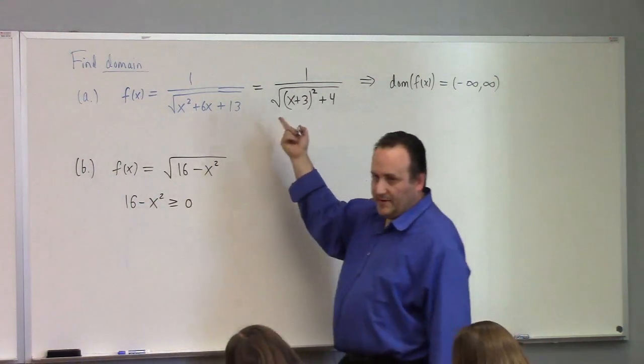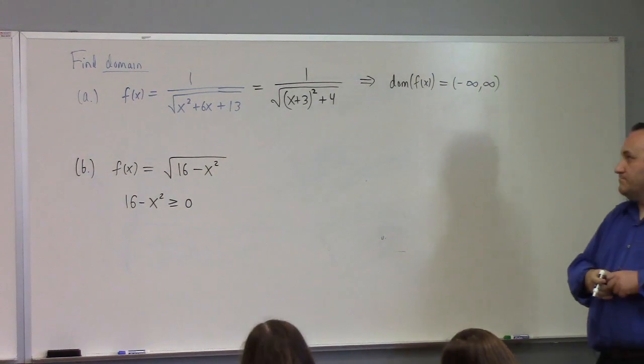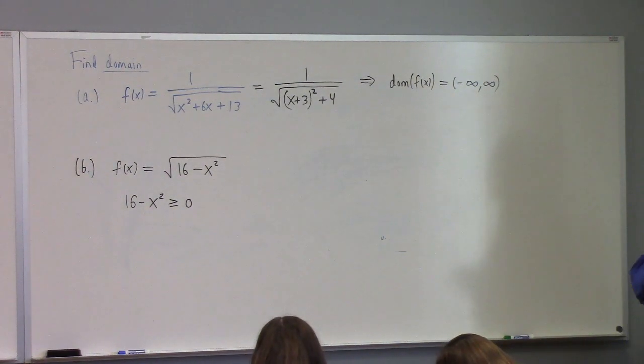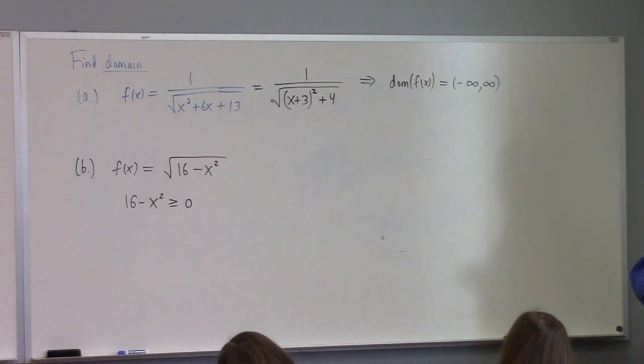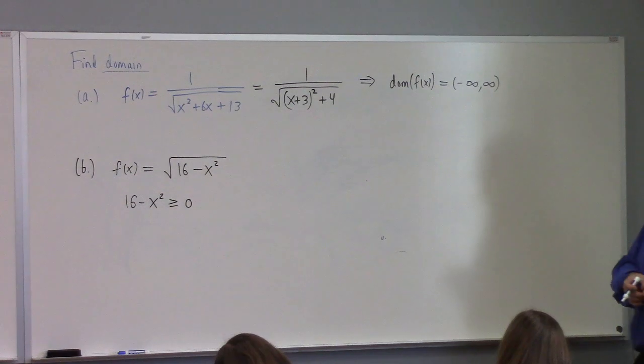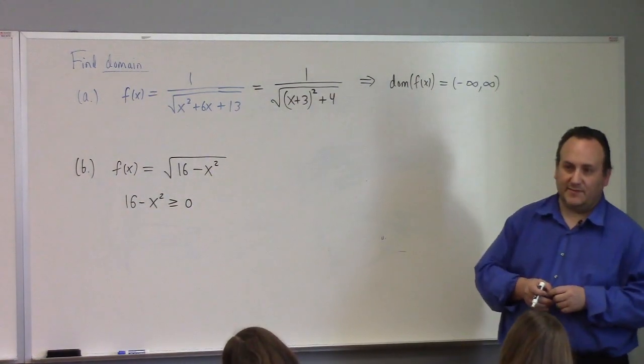The same was true of part A, right? We were also solving the inequality x squared plus 6x plus 13 greater than 0. It's just, I shortcut all that by completing the square. Is it just 4? Just 4. See, how do you solve a quadratic inequality? What's our method? We had a method, right?